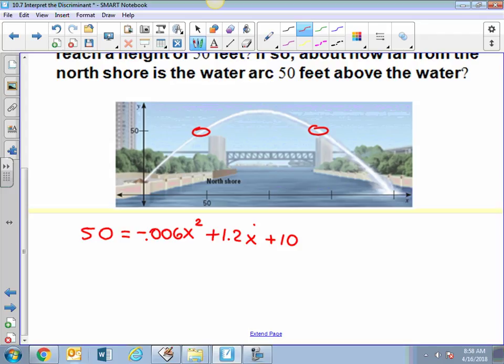All right, so let's go ahead and figure this out. First off, I want to do the discriminant, so I'm going to have to move everything over. I subtract 50 from both sides, and I get negative 40, or minus 40, on the right side.